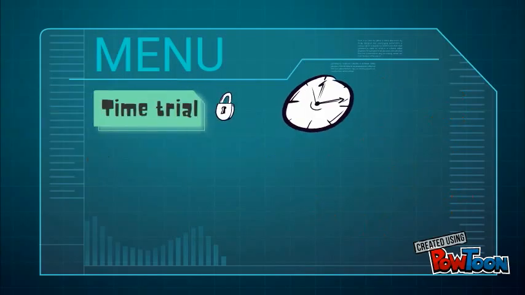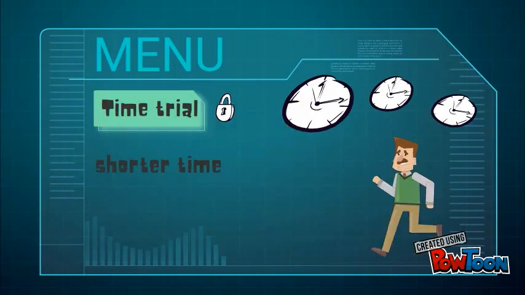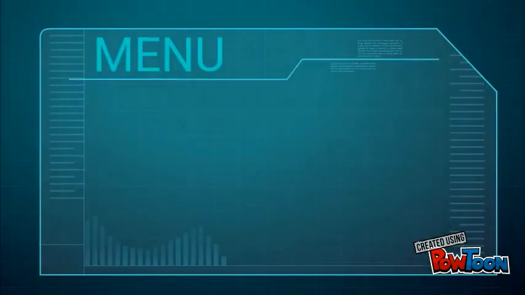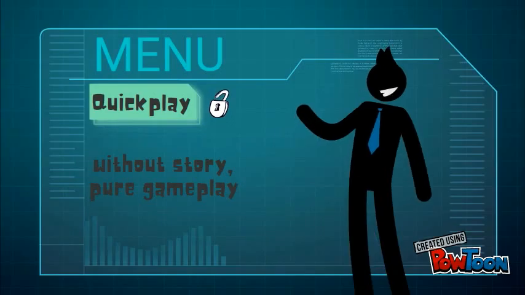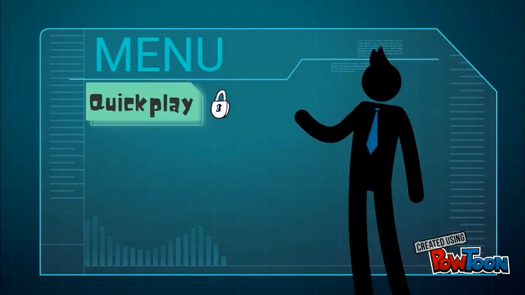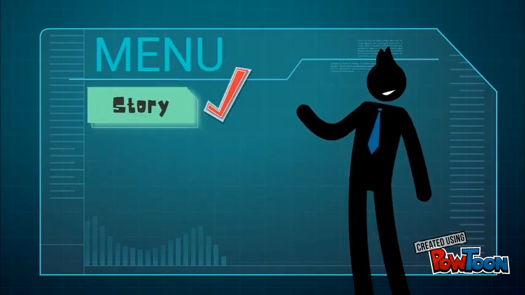In Time Trial, each stage must be cleared within a shorter period of time. Quick Play is a normal stage like in Story mode, but without a story, pure gameplay. But these game modes can only be unlocked once the Story mode is finished.